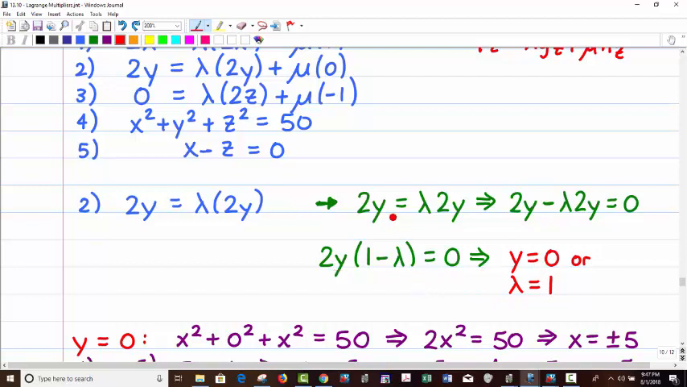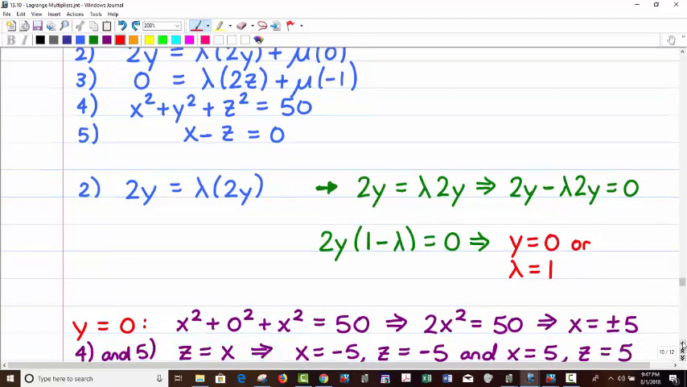So for this equation there are two solutions. If lambda is 1, you have 2y equals 2y. But if y equals 0, then it zeroes out and you have 0 equals 0. So they both work. So now we have to consider what solutions pair up with these two scenarios right here.